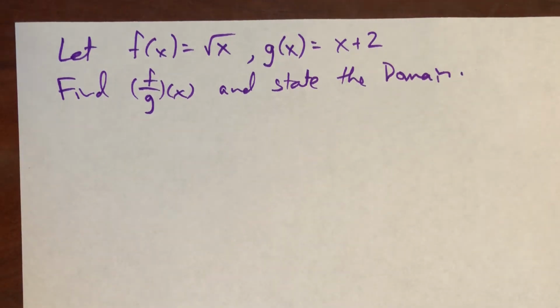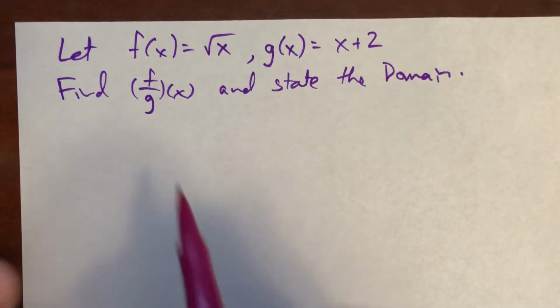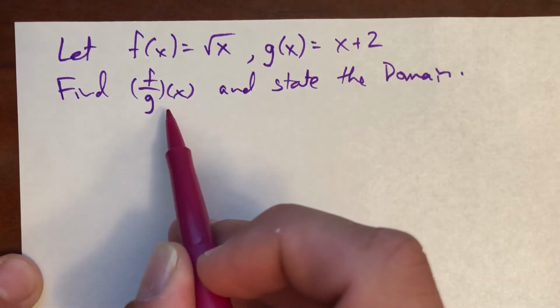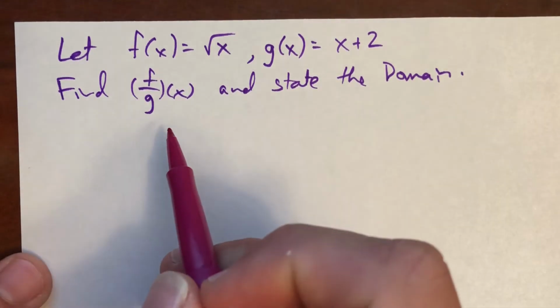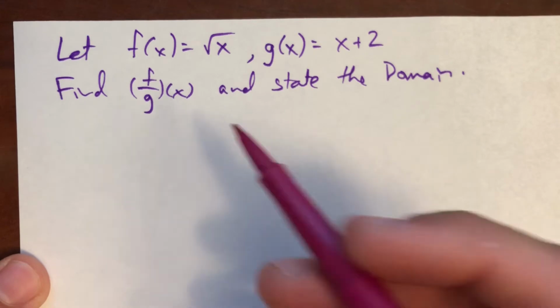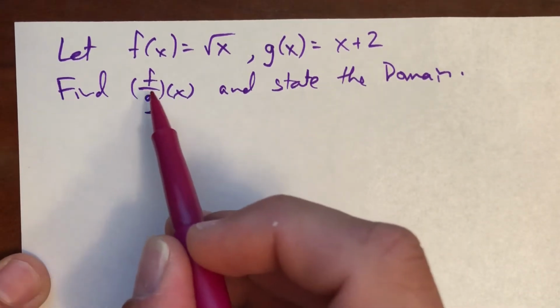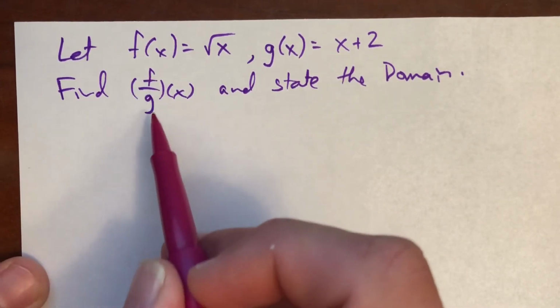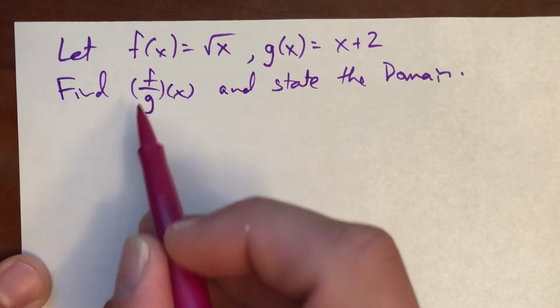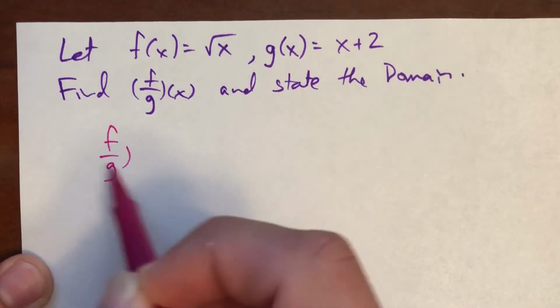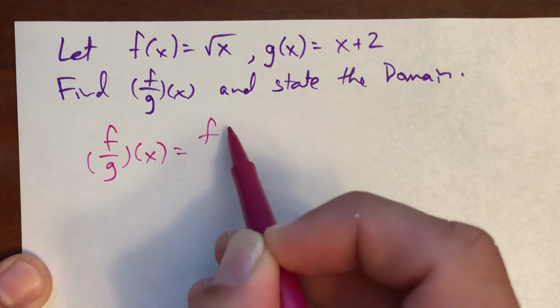Okay, we've got two functions here, and we want to find f over g of x and state the domain. So this symbol here is a more concise way of saying take the function f and divide it by the function g. So this object here, f over g of x, is really f of x over g of x.